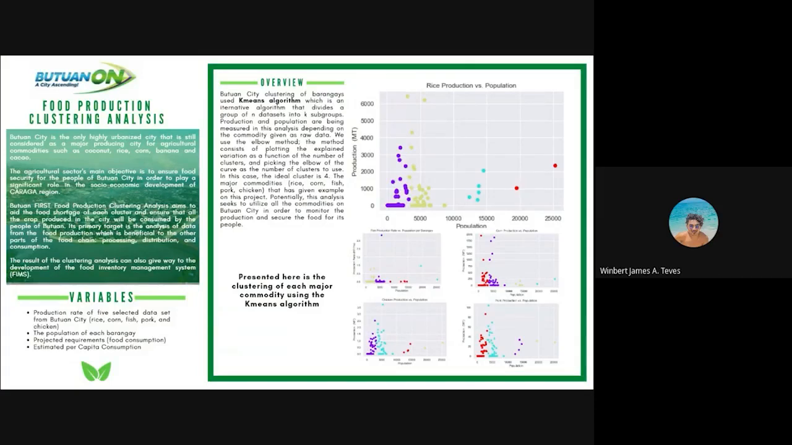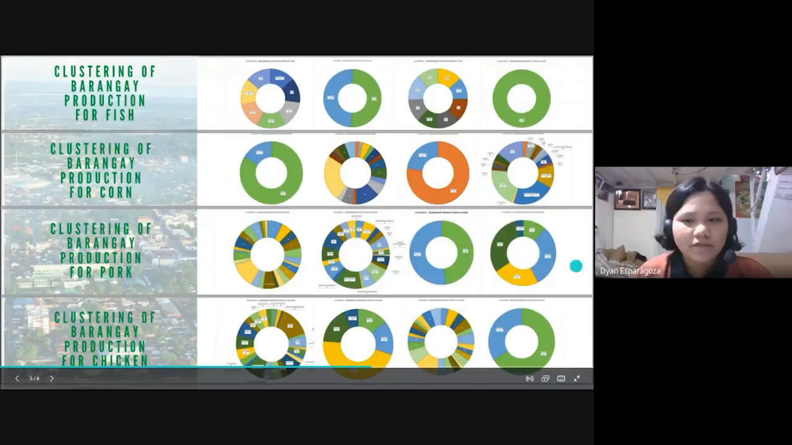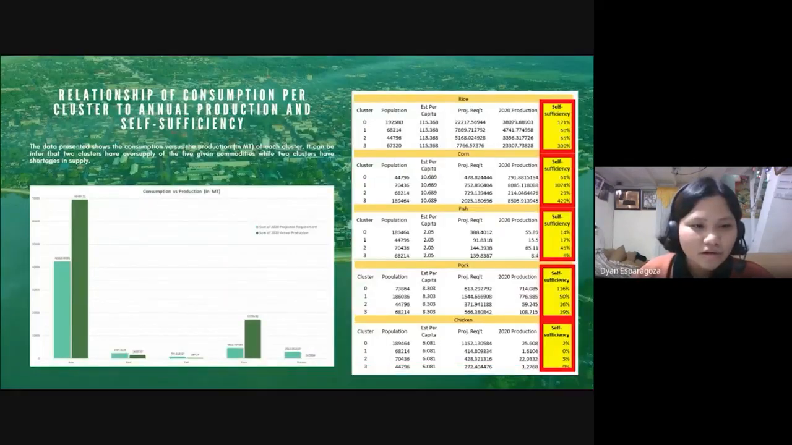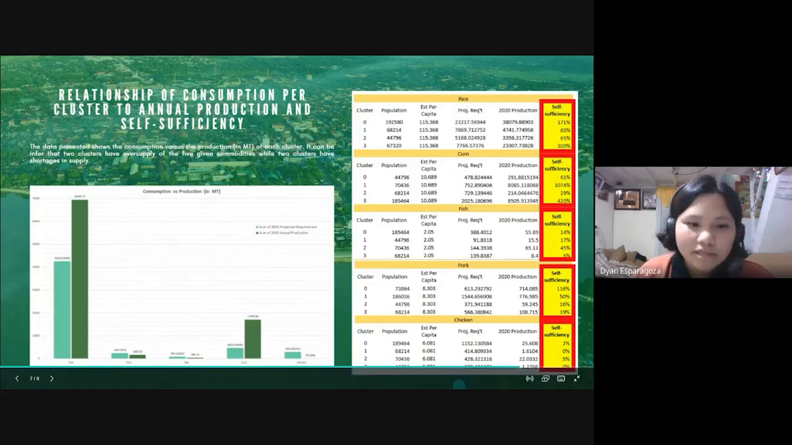We chose 5 main commodities such as rice, corn, pork, chicken, and fish as our sample datasets since they are the ones available. Each barangay is included in a different cluster depending on the commodity. The data presented shows the consumption versus the production in metric tons of each cluster. It can be inferred that 2 clusters have oversupply for the 5 given commodities while 2 clusters have shortages.